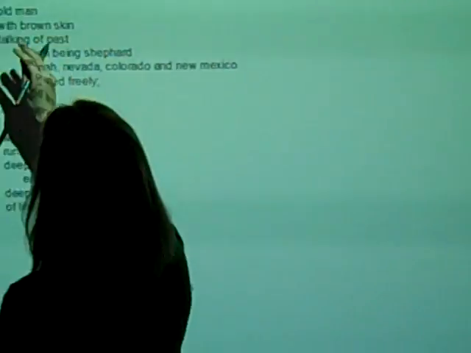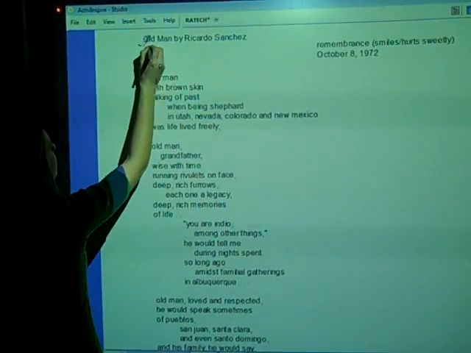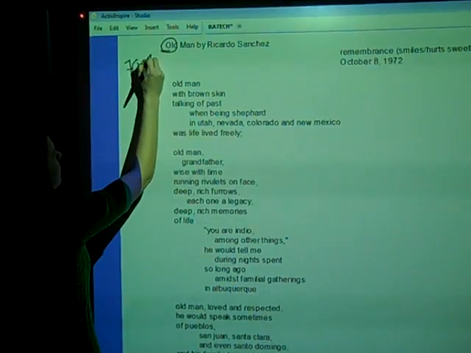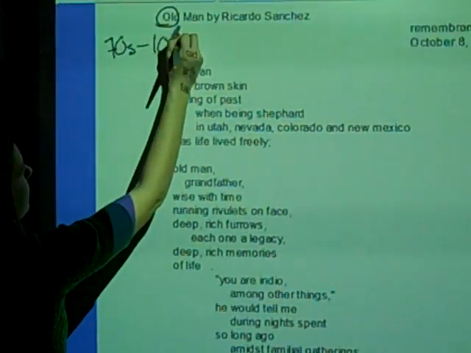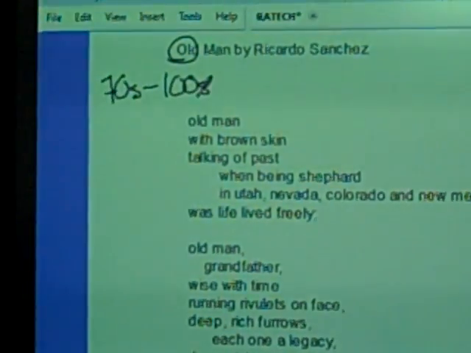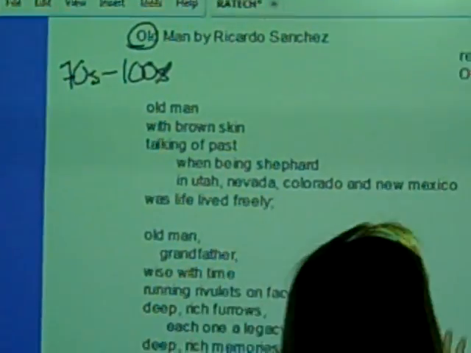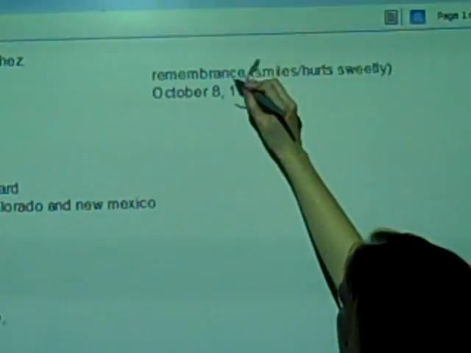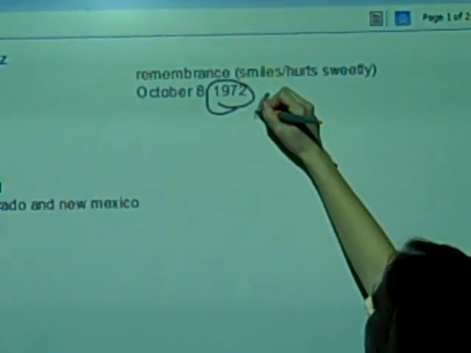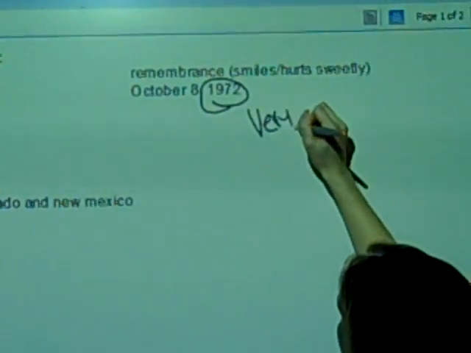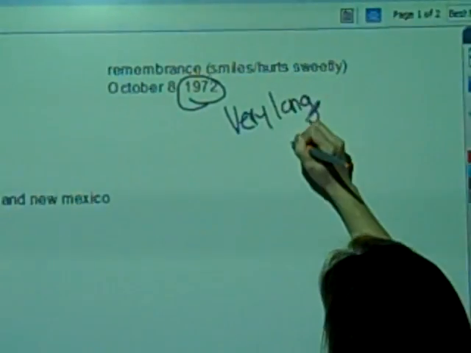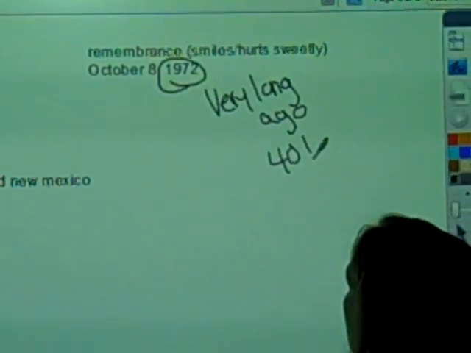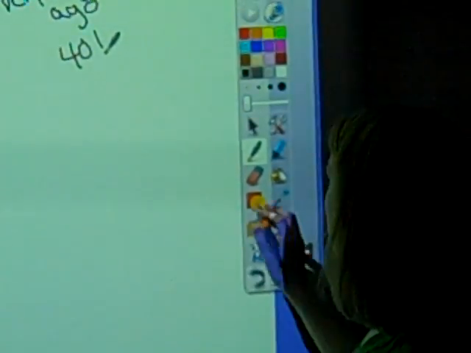What I have here is I see the word old, so to me I think of old, and I wonder, that would probably be between the ages of 70s to 100 and something. So that's what I think of when I think of old. I also look here at the date, and I see that it was in 1972. And to me, that was a very long time ago. Almost 40 years. So I know this was written quite some time ago.